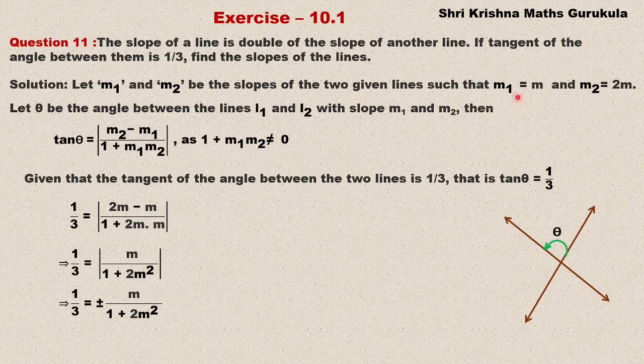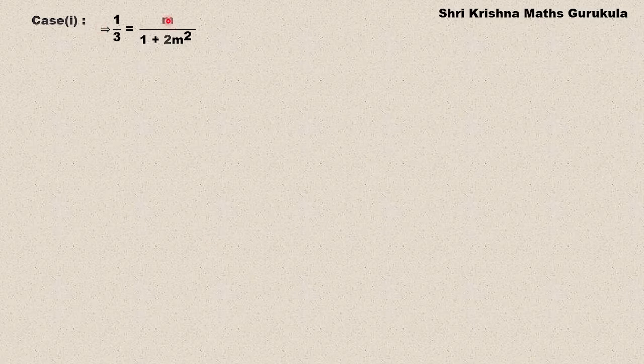When we find the value of m, what we are going to get here is m1. m is nothing but m1, and m2 is 2m. So when we get m, we just multiply by 2 to get the slope of the other line, that is m2. Correct? Let us do it now. When there is a modulus and we are considering both positive and negative signs, interchanging 2m and m does not affect the value. So don't worry. We are considering the first case, when the term is positive.